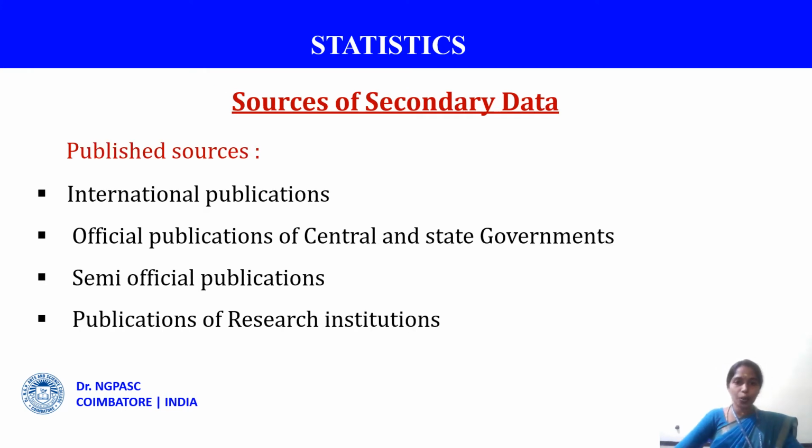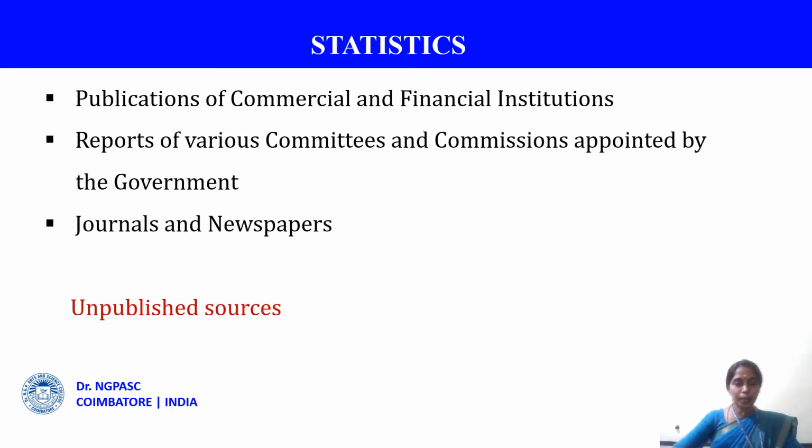Next one, what are the sources of secondary data? The sources of secondary data are published sources and unpublished sources. Published sources include international publications, official publications of central and state governments, semi-official publications, publications of research institutions, commercial and financial institutions, various committees and commissions appointed by the government, and journals and newspapers. From these we can collect the information we need.